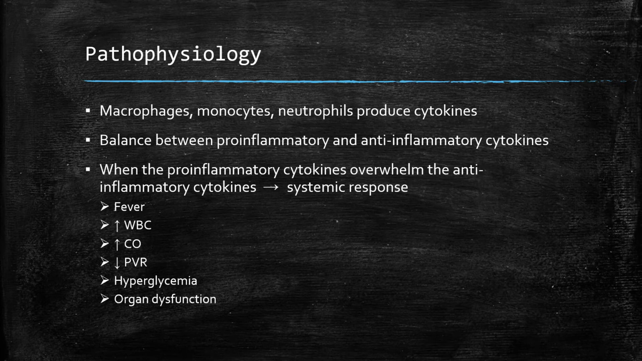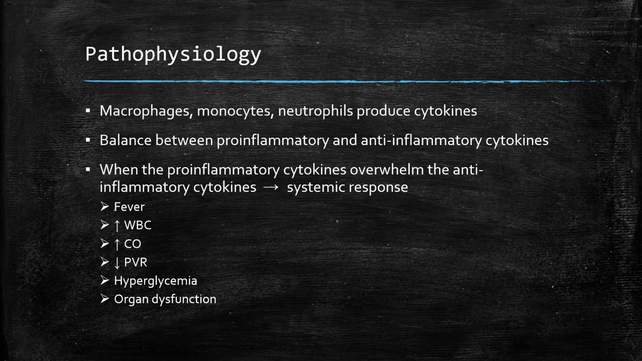In response to a pathogen, the cells of the innate immune system secrete cytokines into the local environment. These cytokines are responsible for initiating and perpetuating the host's inflammatory response. Ideally, there is a balance between pro-inflammatory and anti-inflammatory cytokines. But if the pro-inflammatory cytokines overwhelm the anti-inflammatory cytokines, then we get a systemic response that we know as sepsis.